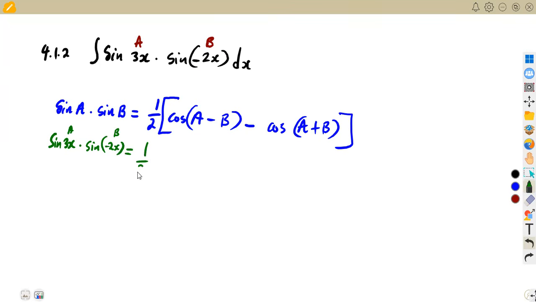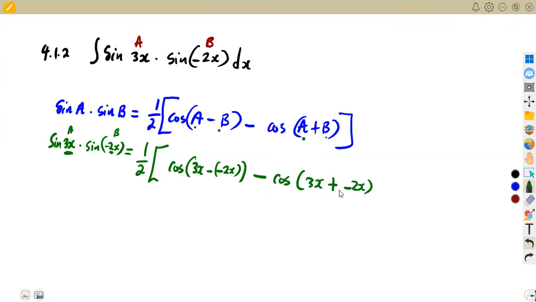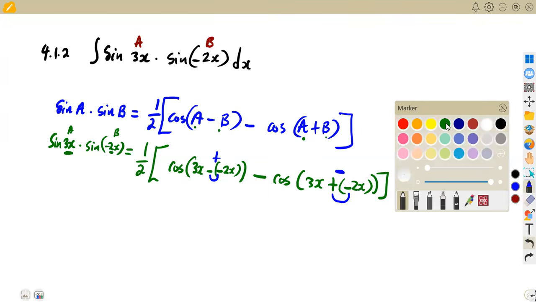We are supposed to have something like half of the cosine of A minus B. Take note, our A is 3x. So it's going to be 3x minus, then the B is carrying a negative, so it's minus 2x like this. This is what we are supposed to have. Minus the cosine of A plus B. So it's our A, which is 3x, plus our B, which is minus 2x in this case. This is what you're supposed to have exactly. So now knowing that negative and negative will give you a positive, negative and positive will give you a negative at the end. This is what you're obtaining after the simplification.